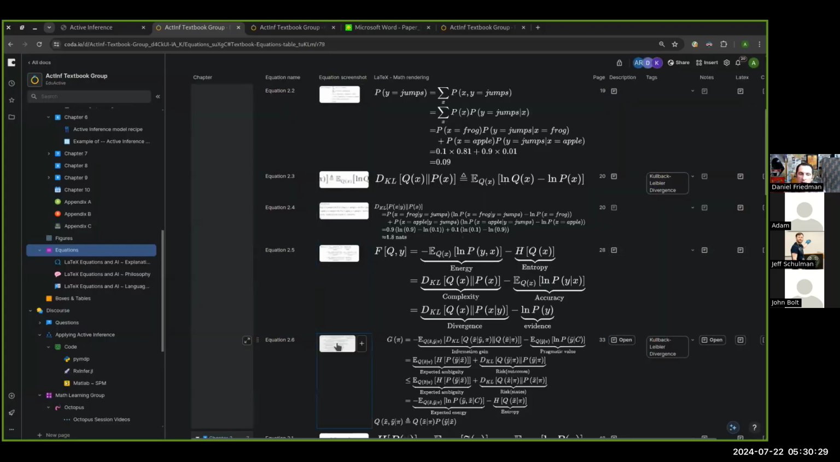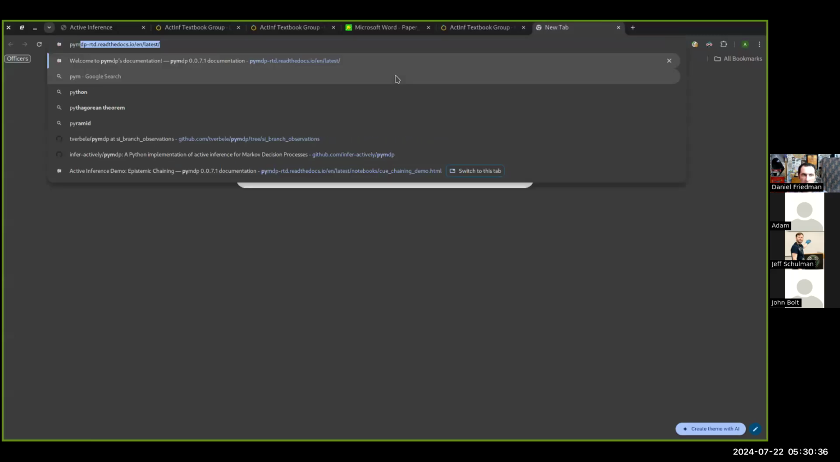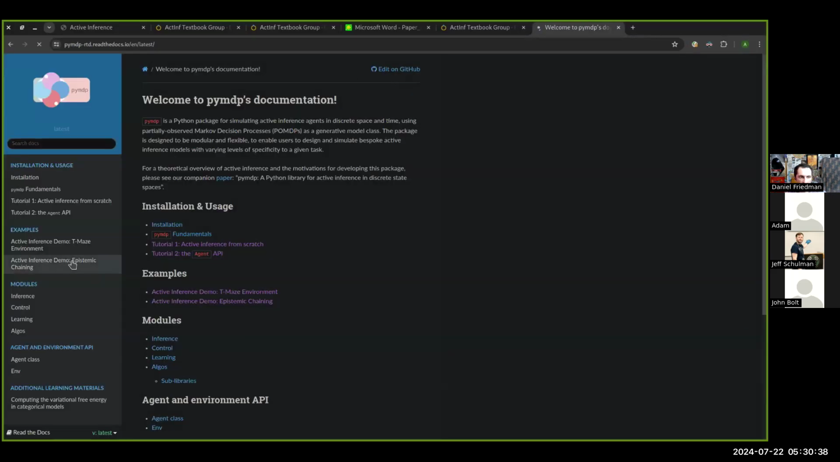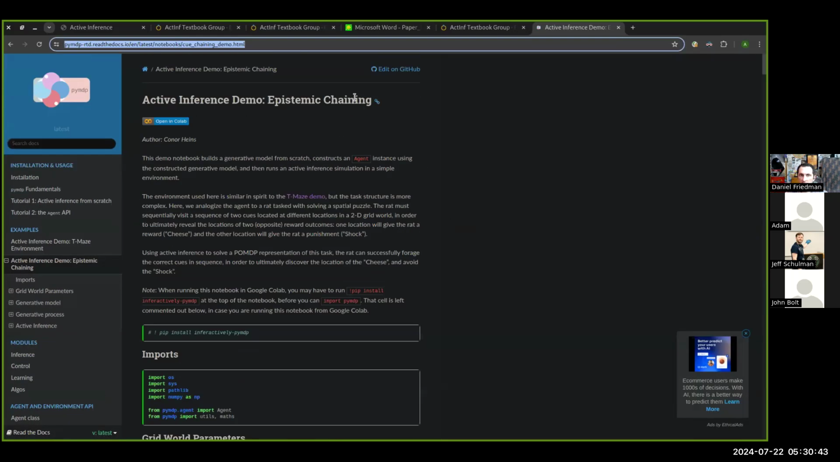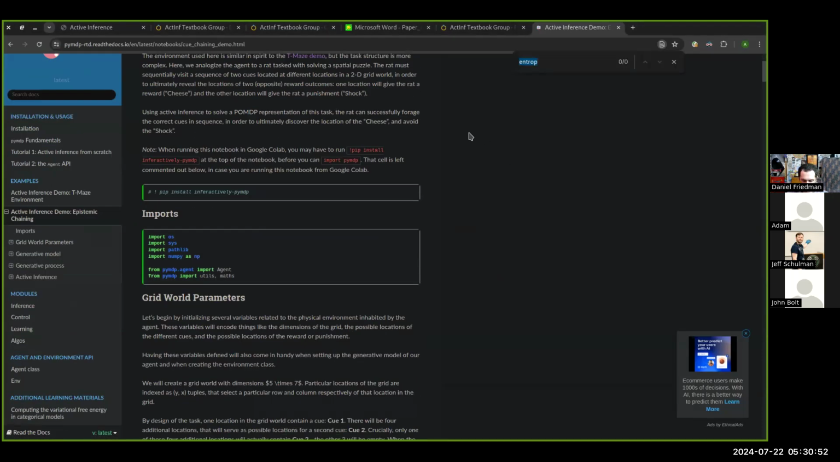But what's important here is, whereas 2.5 was about our beliefs and then the data point coming in a moment, expected free energy is arbitrarily forward-looking for a given time horizon. So a good example of where this comes into play is in this active inference epistemic chaining demo. I'll put it in the chat as well, and probably linked elsewhere.